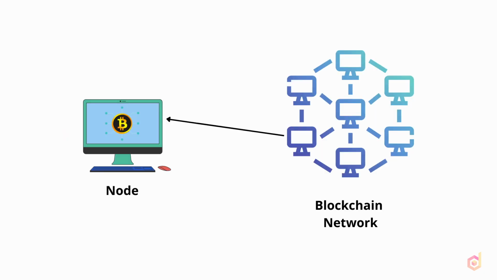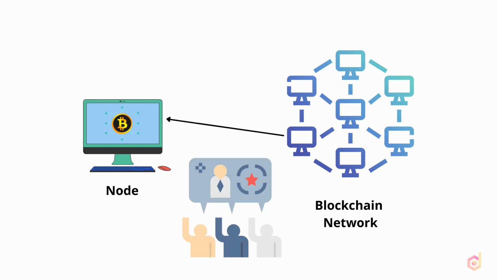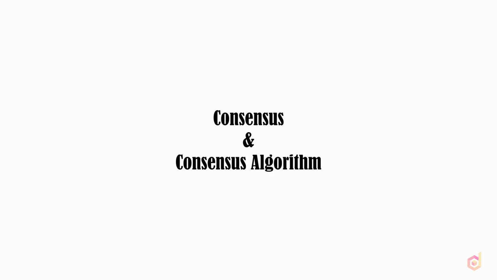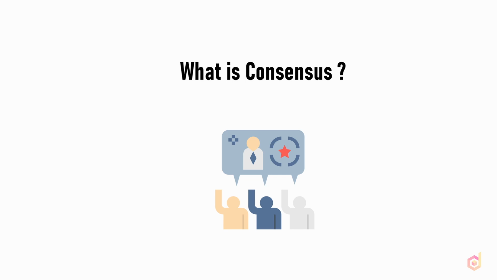As every node of a decentralized system has the same authority and they all work on their own, they need to come to an agreement to make blockchain work as a whole. We call those agreements consensus, and the program making it happen is termed a consensus algorithm. Let's take a look at what consensus is and how it plays an important role in blockchain technology.